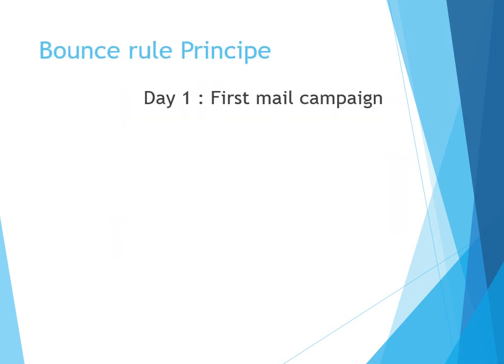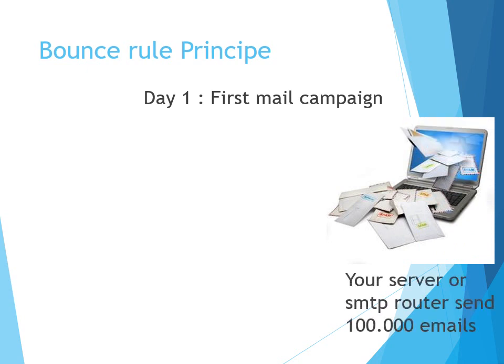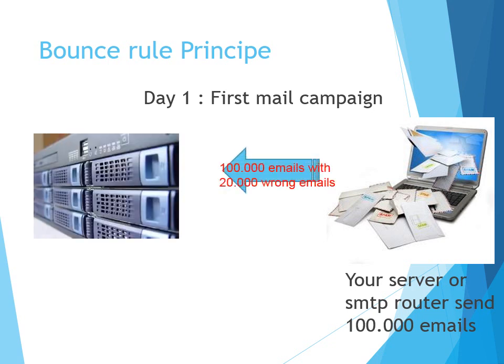So here, for example, you start a campaign. Here is your computer. You send the first email with your server or your SMTP router: 100,000 emails. Ta-da! On the 100,000, there are 20,000 wrong emails. It can happen, because you collected the emails on the Internet, but they are old and not updated. So a lot of them are wrong.